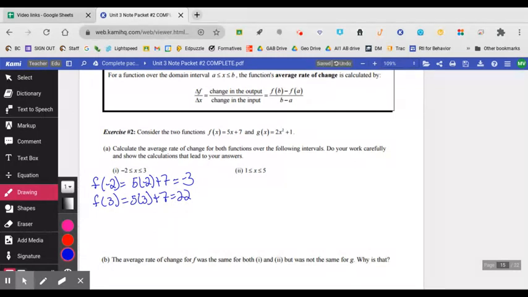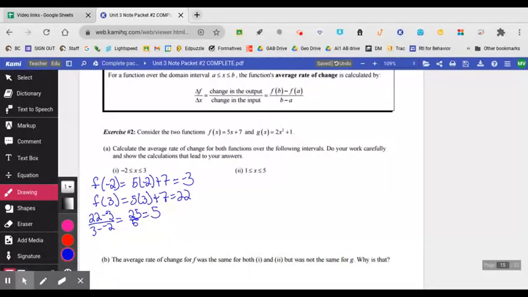Now to find the average rate of change, I'm going to do 22 minus negative 3 over 3 minus negative 2, the change in f over the change in x. So that gives me 25 over 5, which is 5.